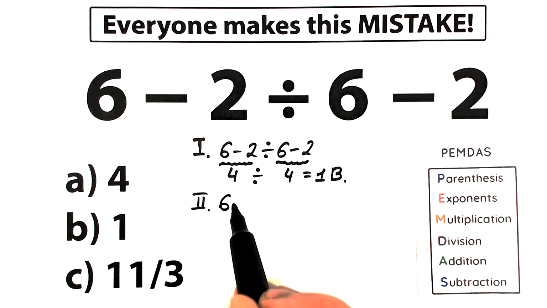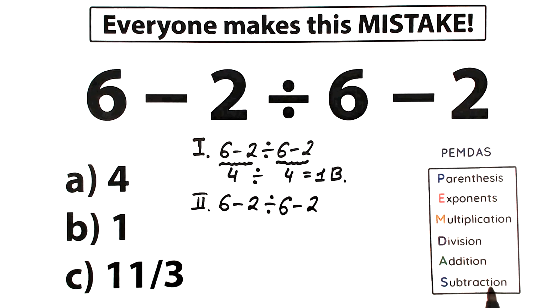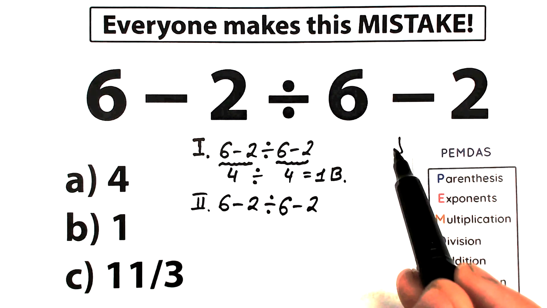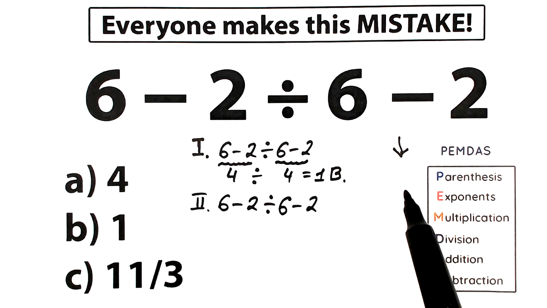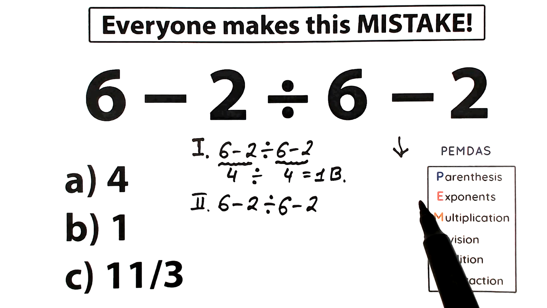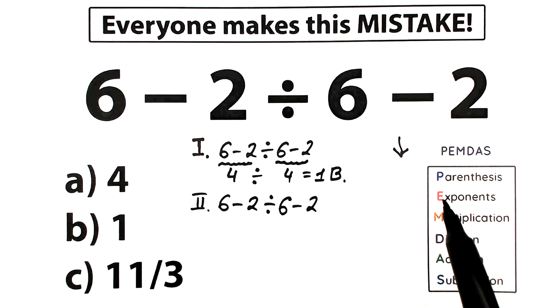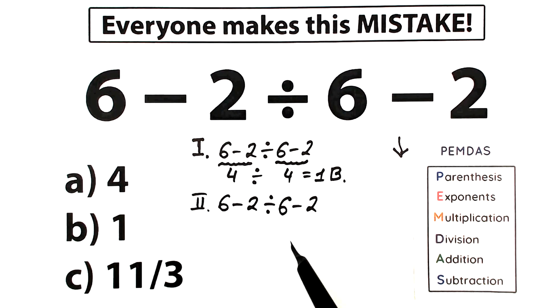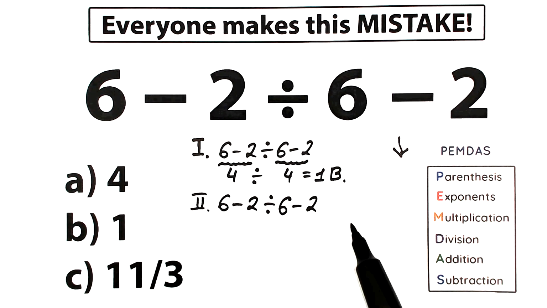So we have 6 minus 2 divided by 6 minus 2. This PEMDAS works from the top to the bottom, so we should go through the steps real quick. What is the first step? Parentheses, then we evaluate exponents, then multiplication and division grouped from left to right, and then addition and subtraction. Let's scan what elements we have in our challenge. Parentheses have the highest priority, so all the time we should start from parentheses.